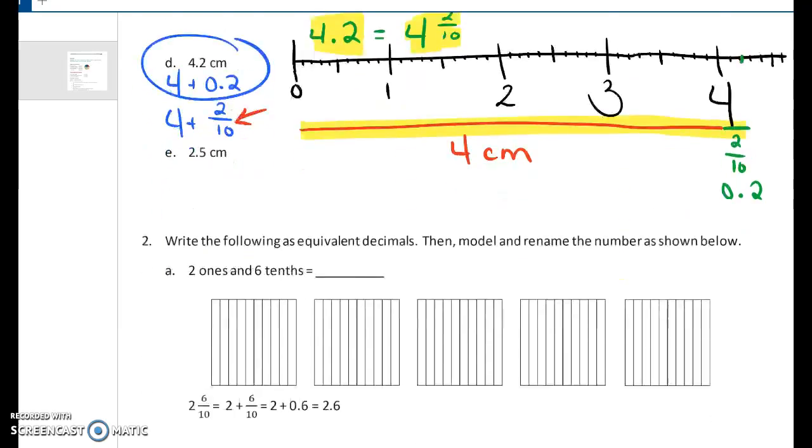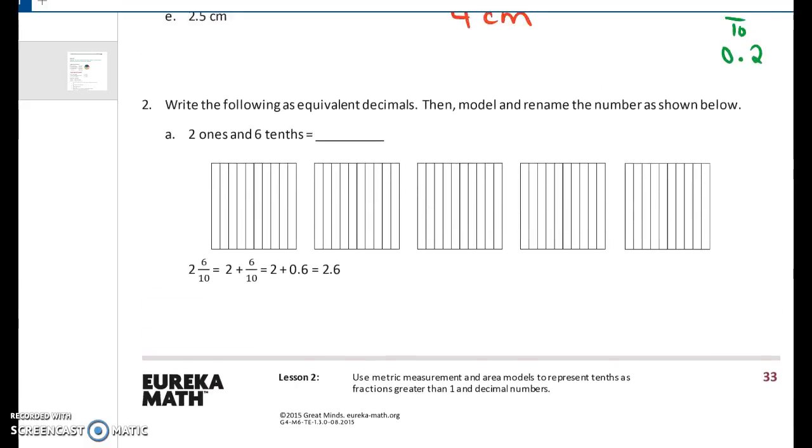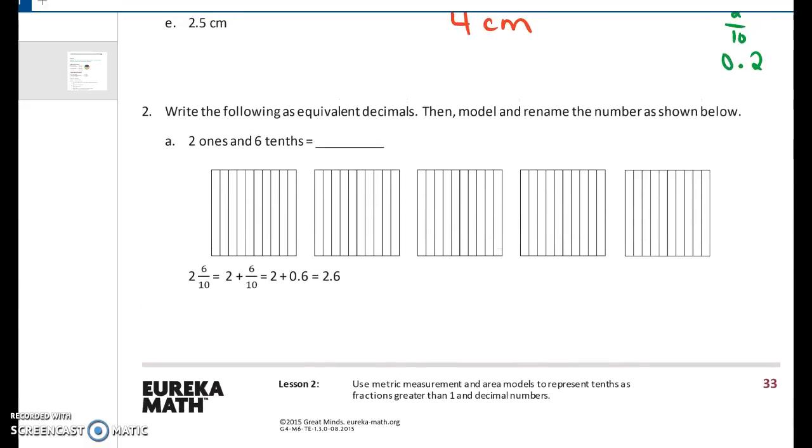Okay, continuing on, we only have a couple of minutes. Let's look at number 2 because this is the next thing they want us doing. It says write the following as equivalent decimals and then model and rename the number as shown below. So for example, they give us 2 ones, that's 2 wholes, and 6/10. So I'm going to use my highlighter to color these in, and I know that 2 wholes would basically be this entire thing here. That's 1 whole. Does everybody agree? Okay, and here's another whole. My coloring not so nice, but you guys get the idea, right?